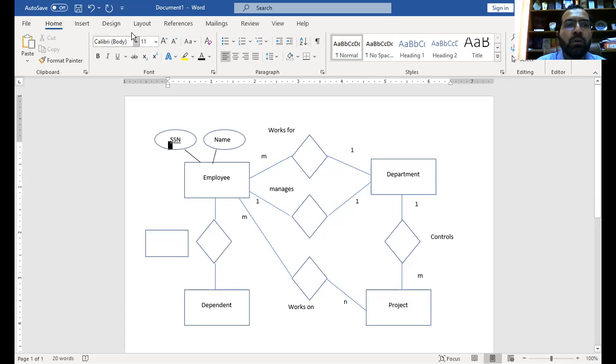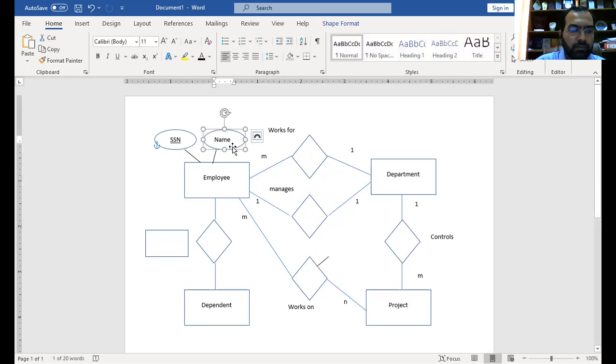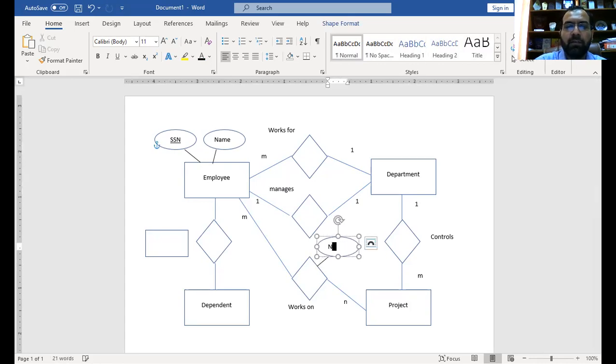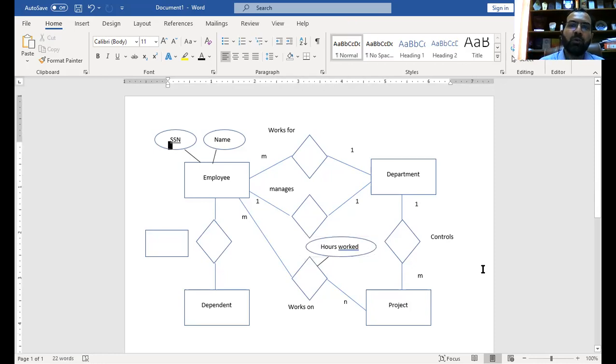So that type of attribute must be defined with the relationship. I will define this with the relationship, like this. You see, I have defined the hours worked here. Why? Because that attribute depends on both the employee and the project. So therefore, it is defined with the M to N relationship, or many to many relationship, between employee and project.